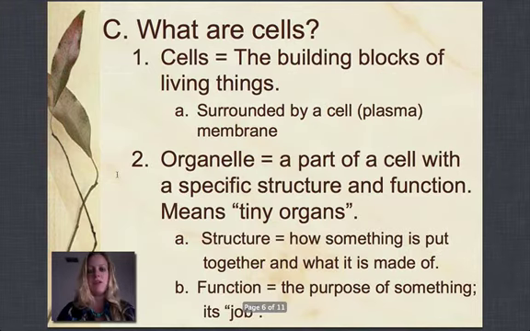Okay. So what are cells? Cells, again, are the building blocks of all living things. They're surrounded by a cell or plasma membrane. I think your book calls it a plasma membrane, but these two terms are the same. And then within the cell, it has things called organelles. Now, organelles you could think of them as tiny organs. So that's where this word comes from. So organ, meaning organ, and then L, meaning small. So they name these because they were like little organs in the cell.